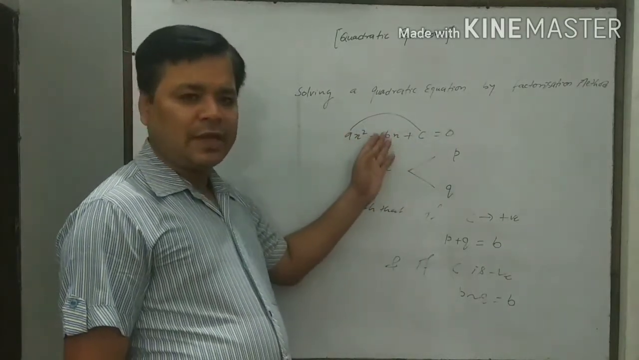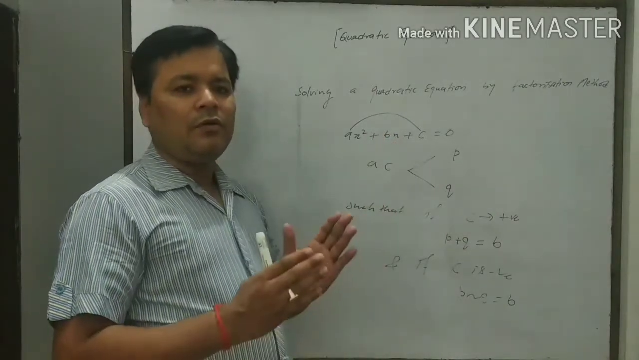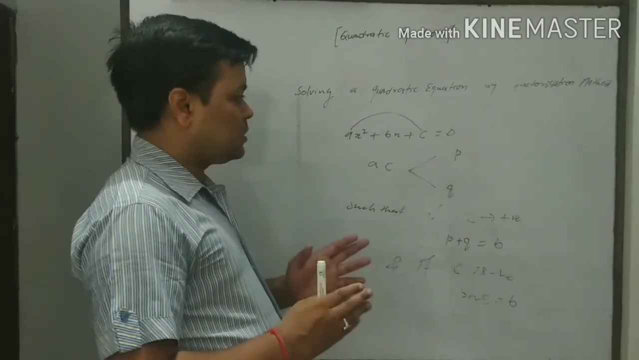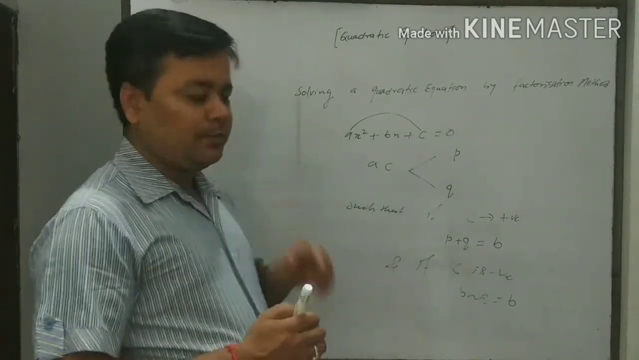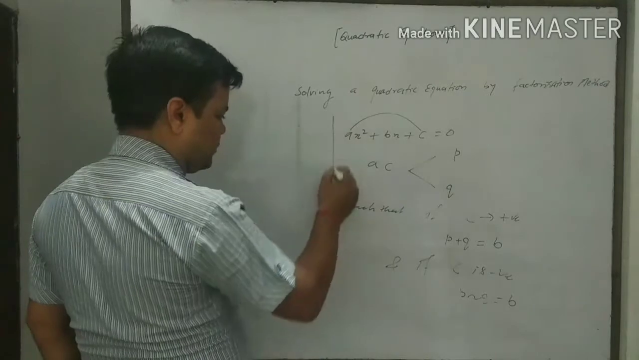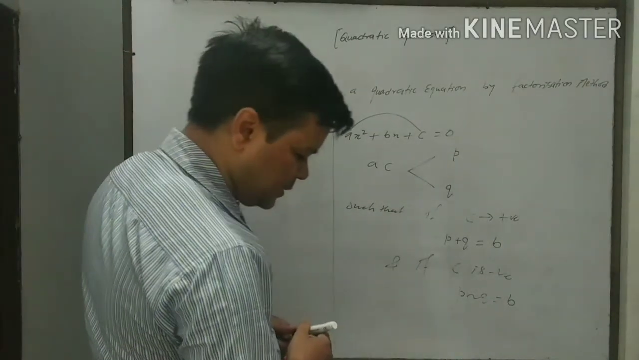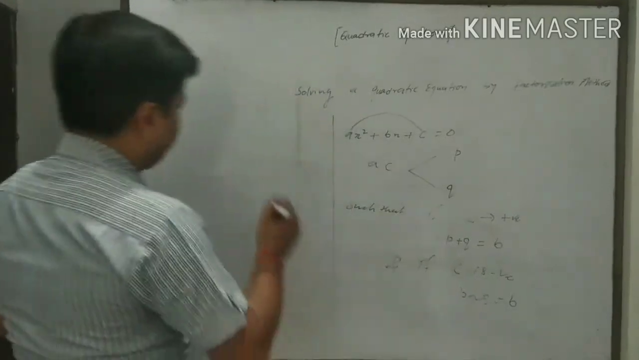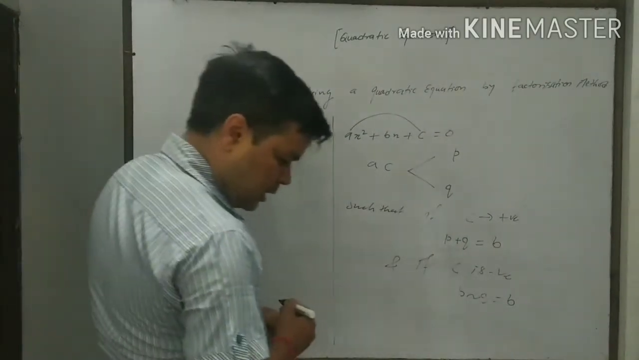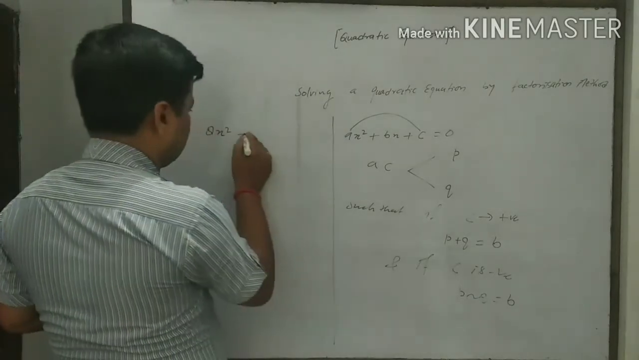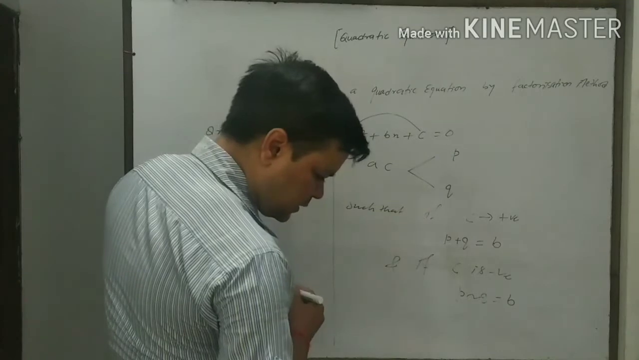in the form of a product of two linear equations. It will be better to understand with the help of an example. Let us take one question, for example, 8x square plus 15 is equal to 26x.